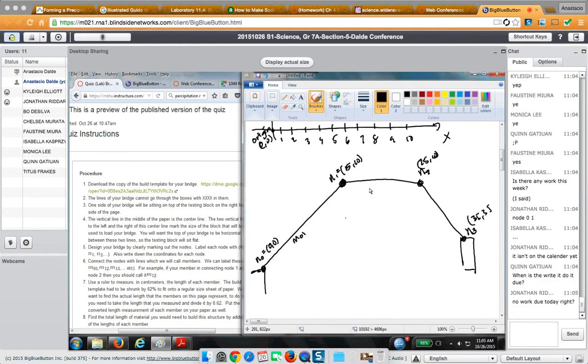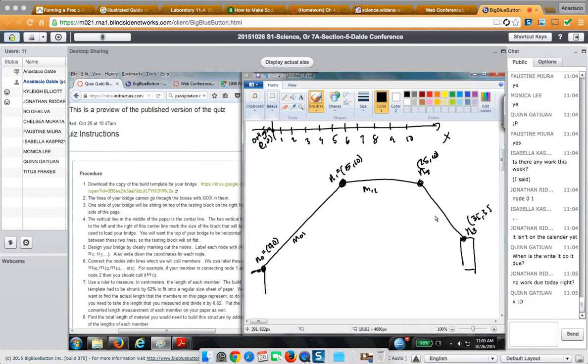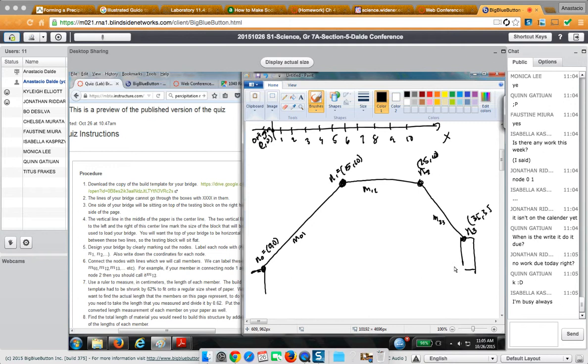I'm going to call this M12 and I'll call this M23 because this member connects node 2 and node 3. Does that make sense to you? Are we cool with that? All right.